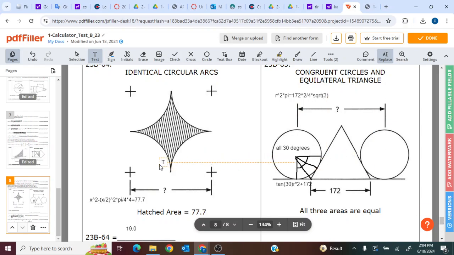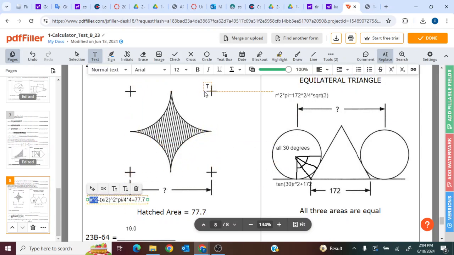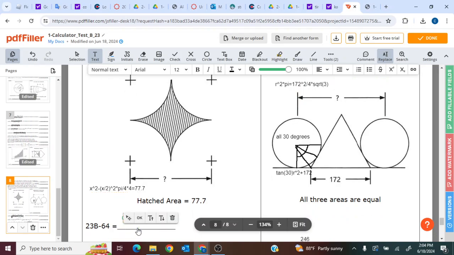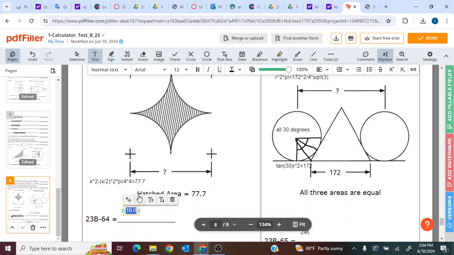64, hatched area here. Well, the area is equal to the square that would be formed by this side squared minus each of these quarter circles. So if you visualize that, x squared represents the entire square. Then you're subtracting a radius of x over 2 squared times pi over 4, which is the area of one of these quarter circles. And then there are 4 of these quarter circles, so you multiply it by 4. Set it equal to 77.7, and you get a side length of 19.0.